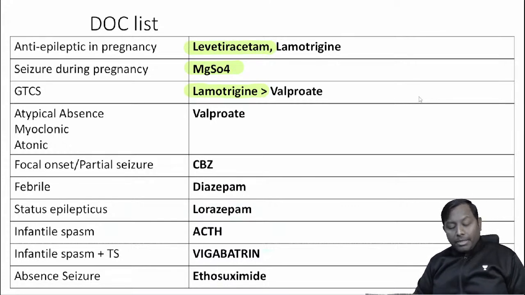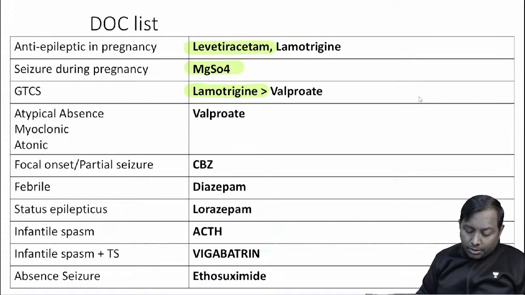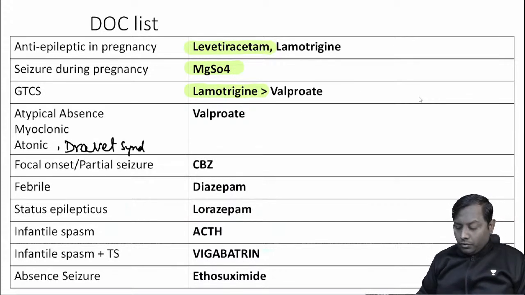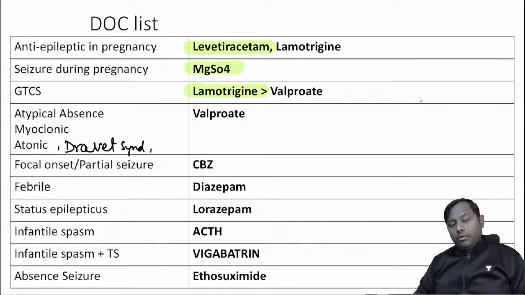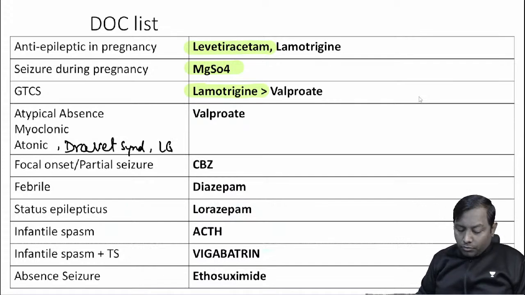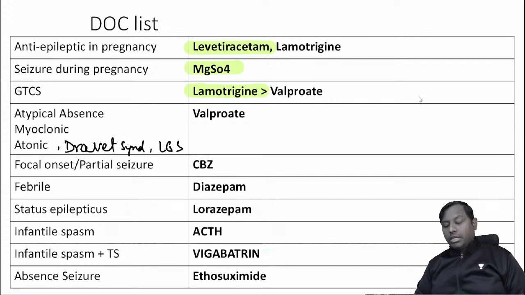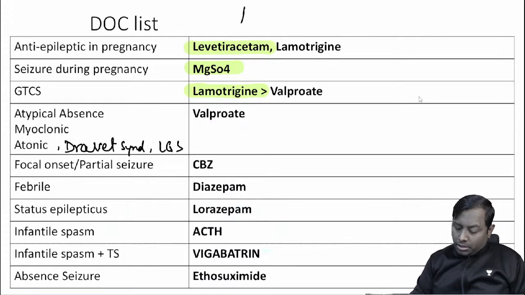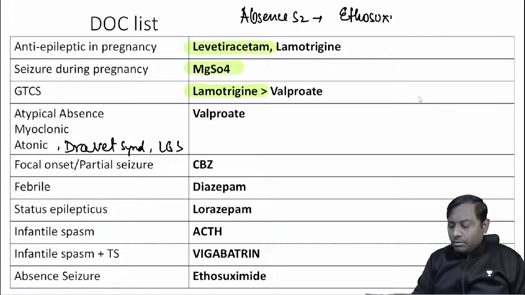Drug of choice for atypical absence seizure, myoclonic seizure, atonic seizure, in a patient with Dravet syndrome, in a patient with Lennox-Gastaut syndrome, for all of them, the drug of choice is sodium valproate. But if the examiner asks you for the drug of choice for absence seizure, then in that scenario, you will choose ethosuximide. That is one of the T-type calcium channel blockers.